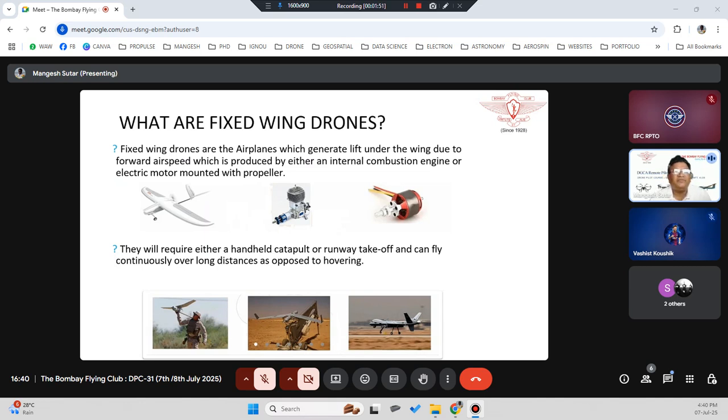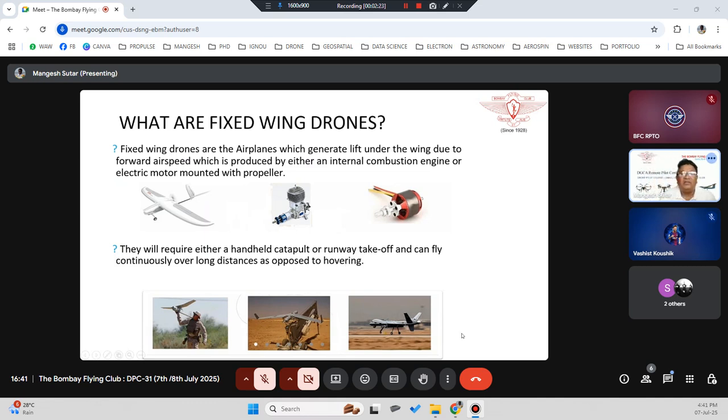So you can see there is a fixed wing. You can have either an internal combustion engine, which is powered by gasoline or diesel or kerosene depending upon the type of engine, or an electric motor, which is called a BLDC motor. Whereas this fixed wing requires either a handheld catapult or a runway to take off and can fly continuously over longer distances as opposed to hovering. So it cannot hover, right?